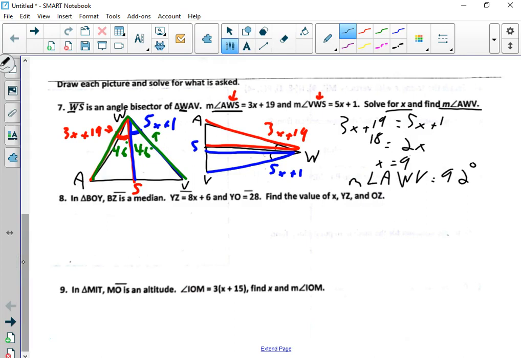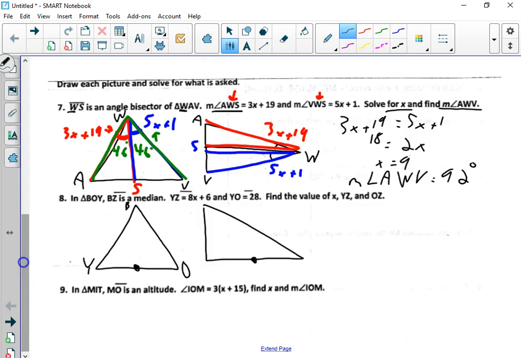Okay, BOY is a median. In BOY, BZ is a median. Again, I just find it easier to do something like this. There's my BOY. BZ is a median. So I'm going to try to find the middle. And again, I could draw a triangle that looks like this. And the middle's right there. As long as I draw it and separate that like so, it doesn't matter. You can draw your triangle any way you want. The important thing is to know that you have this side, YO, bisected.